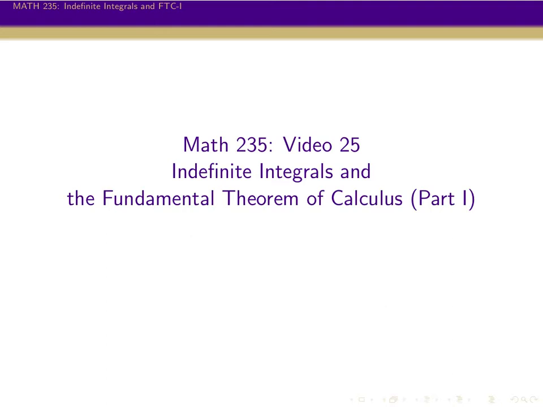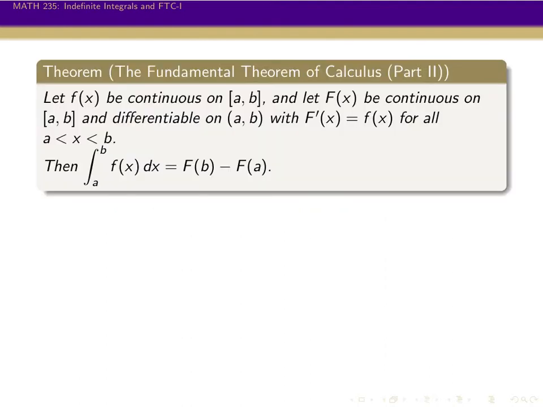In this one we're going to be talking about indefinite integrals and the fundamental theorem of calculus part 1. In the last video we did the fundamental theorem of calculus part 2, and this is the one that tells us how to evaluate definite integrals. If we have a continuous function little f of x from a to b, then to evaluate the definite integral of little f of x from a to b, we need to find an antiderivative for it. Big F, its derivative is little f of x, so big F is an antiderivative of little f. To evaluate the definite integral, we plug in b, plug in a, and subtract them from each other.